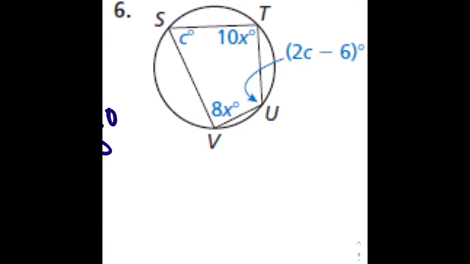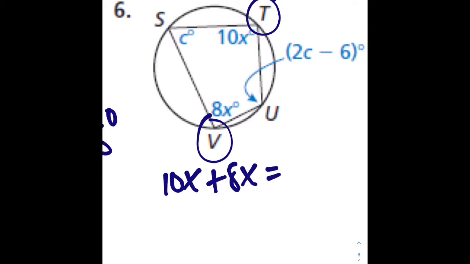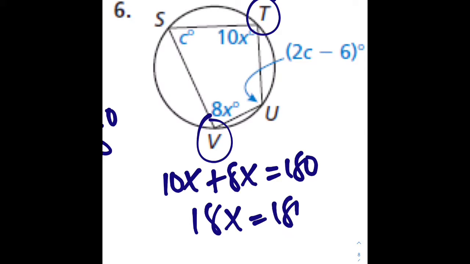And our last example. On this problem, we know that t and v have to be supplementary. So that means 10x plus 8x equals 180. So 18x is equal to 180. So that means x is equal to 10.